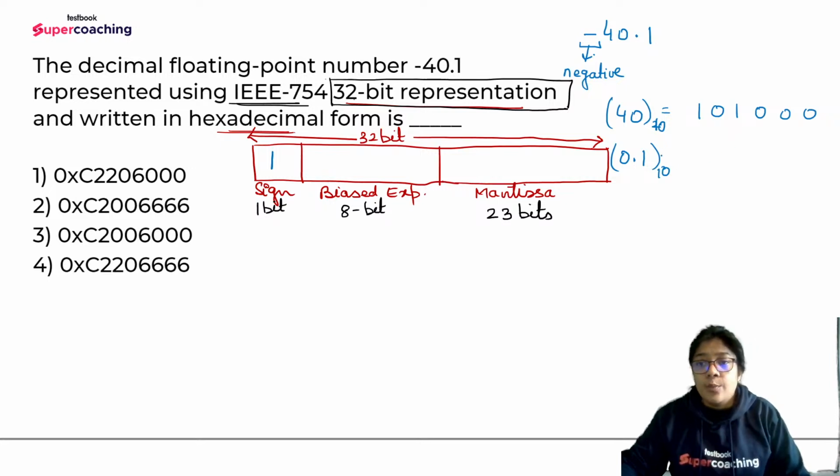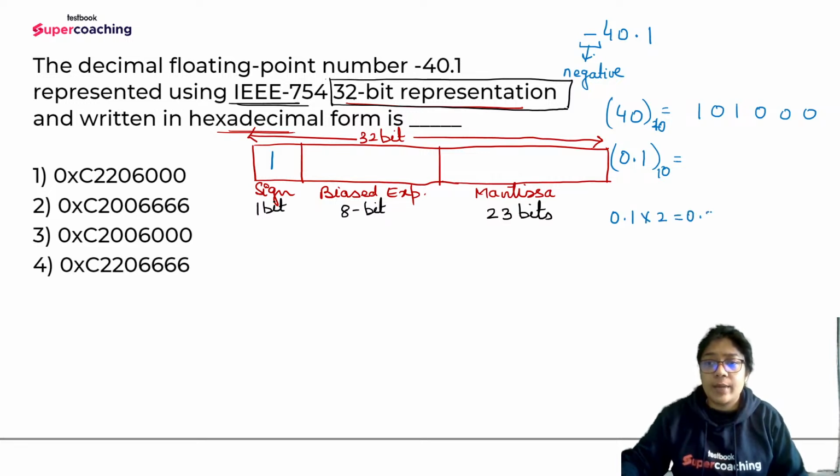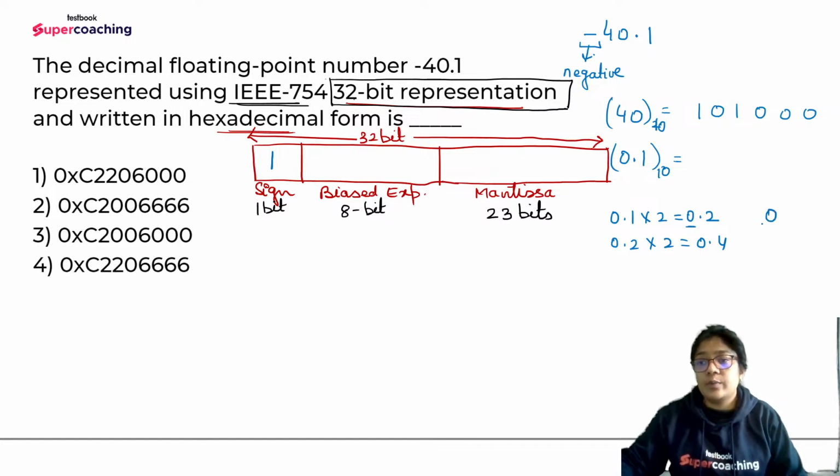Next, 0.1 को भी binary में convert कर दीजिए. So in order to convert 0.1 in the binary, so I'll be writing this as 0.1 into 2 क्योंकि integer part होता है तो we need to multiply it with the base. 0.2 into 2, that is 0.4. Whatever is the integer part, that will be included in the result. 0, 0, 0.4 into 2, that is 0.8. Again you are getting 0. 0.8 into 2 is 1.6. Now we are getting 1 here.